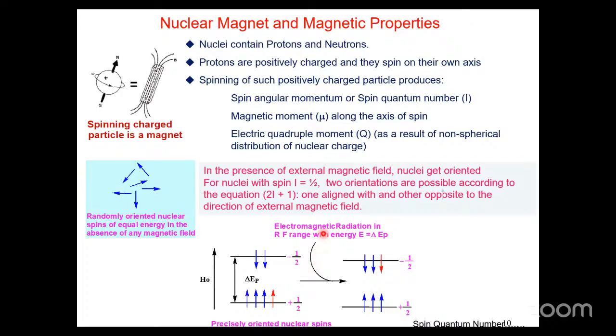What happens when we apply radio frequency corresponding to the difference between these two energies? If we apply the same energy in the form of radio frequency, the nuclear spin which is in the lower energy state will get inverted into the higher energy state. And such nuclear spin flipping is what we observe when the radio frequency is applied. And this is the principle behind NMR.